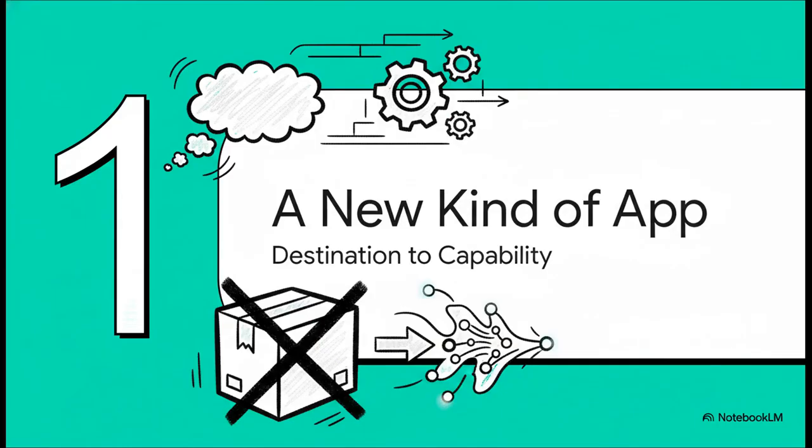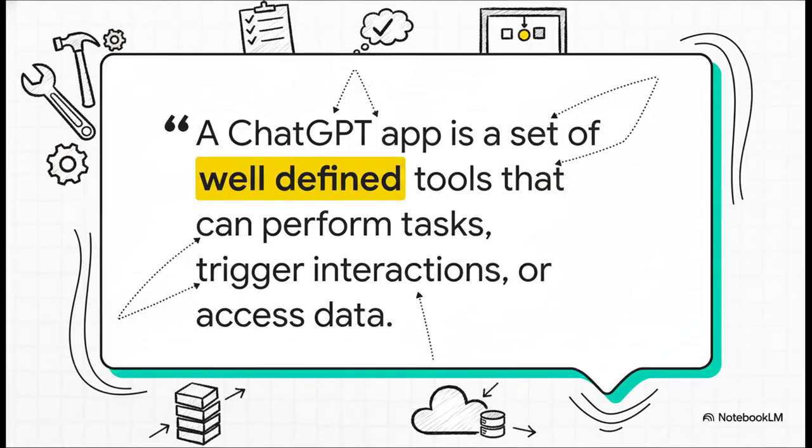This is a whole new kind of app, and the biggest mental shift you have to make is moving away from building a destination and toward providing a capability. Let's just look at this definition for a second. Notice the words here: tools, tasks, data. That's the key. Your app is no longer a place that a user goes to. It's become a set of capabilities that the AI can call upon whenever it needs them.